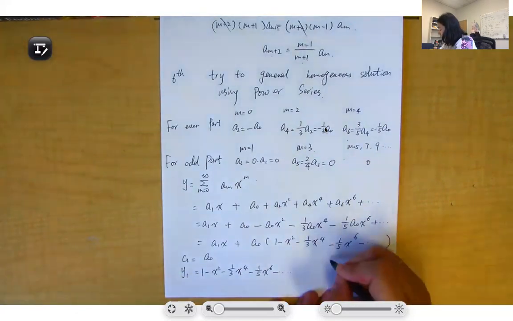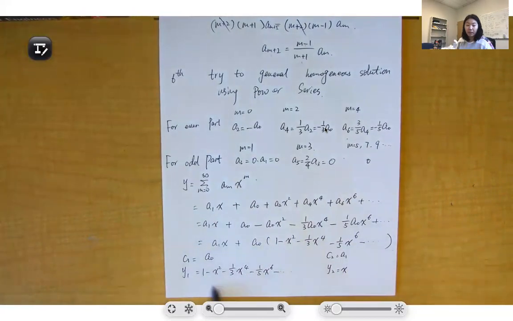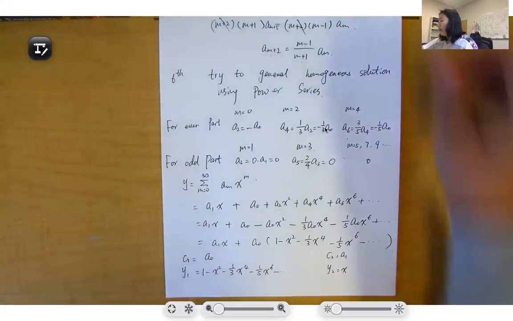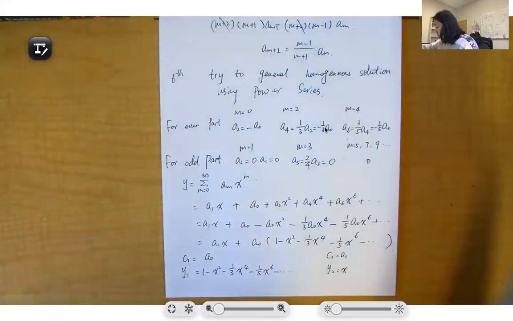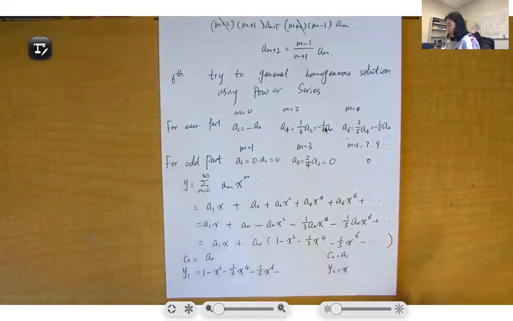Then you have c2 equals a1, y2 equals x, and you can check whether they are linearly dependent or not by the Wronskian matrix. So this is the complete homogeneous solution for this second order ordinary differential equation.